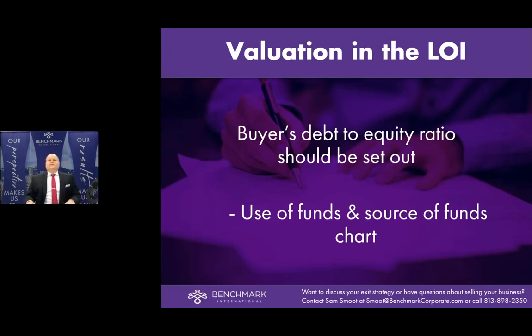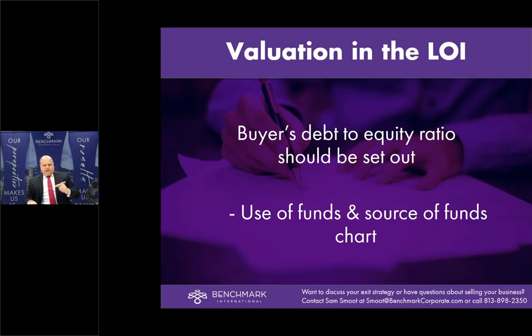Last thing I want to mention on this is that a good letter of intent should provide the buyer's debt to equity ratio. And the way that this is normally done is a little table called a source of funds, use of funds table. It has 2 columns. The source of funds, which is where all the money is coming from. So our own equity or buyer's equity, and then debt. And if there's going to be some seller financing, it might say seller note.